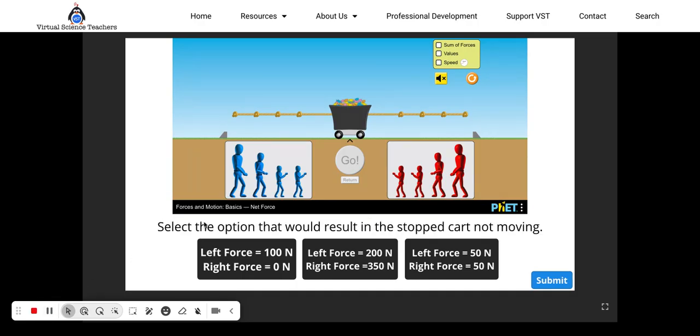All right, so this question is similar but opposite to the last question. Select the option that would result in the stopped cart not moving. So what would make it not move? Look at your options. Which one would make it not move? If you need a test, go test. All right, same options again, but which one would cause it to move to the right? So this time we'd want it to go towards the red people. What would make it go towards the red people?